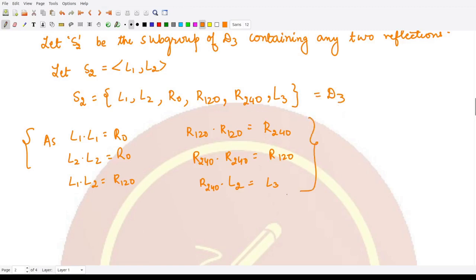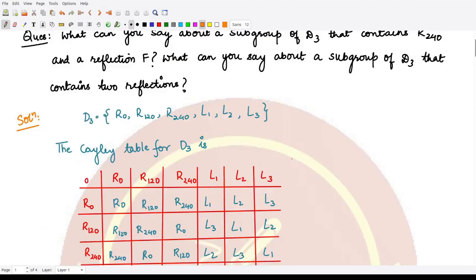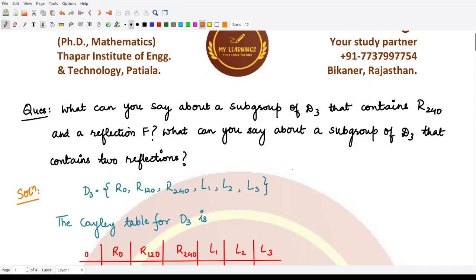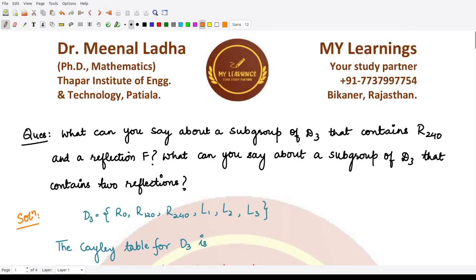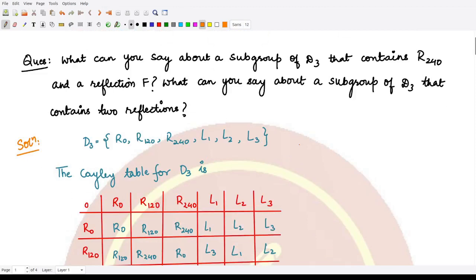So in both the cases, if you take any two reflections or you take the rotation R240 with a reflection, they again come out to be the complete group, right? So I hope you understood this question well.